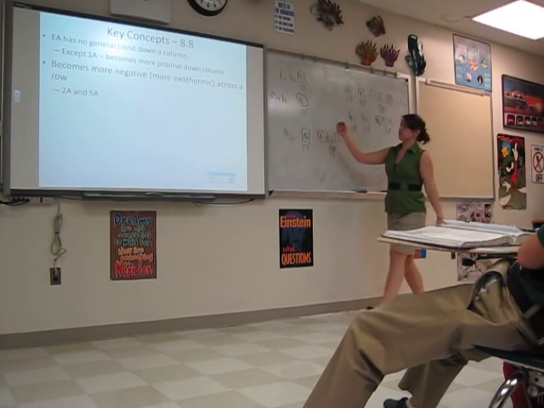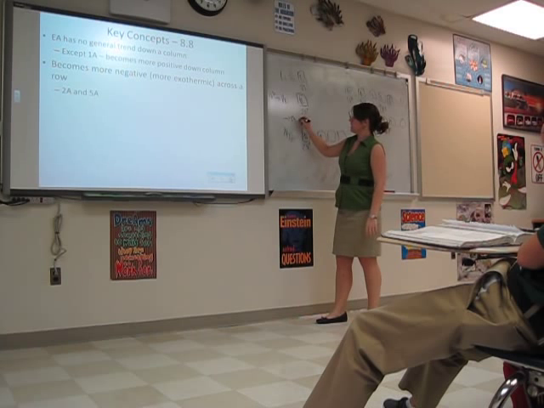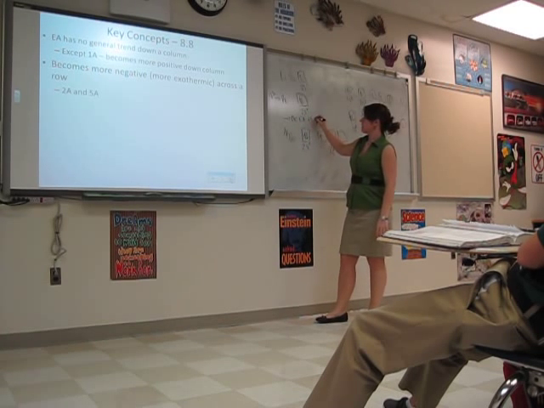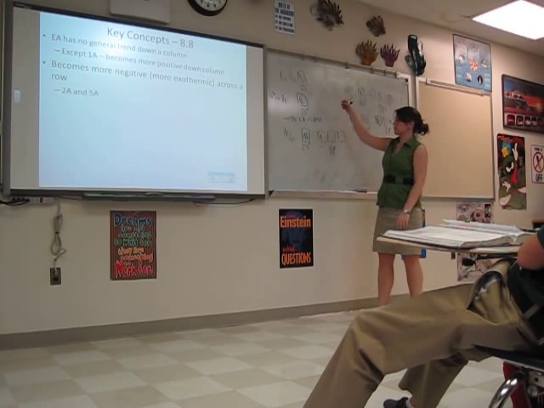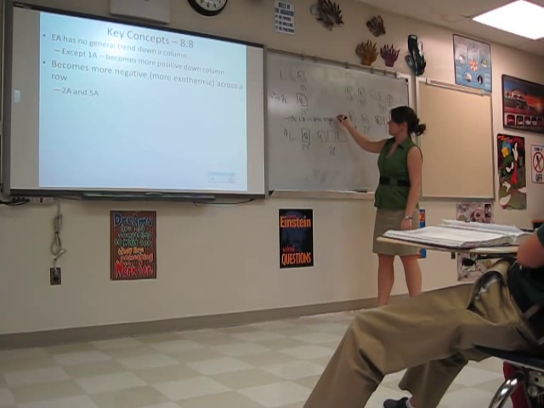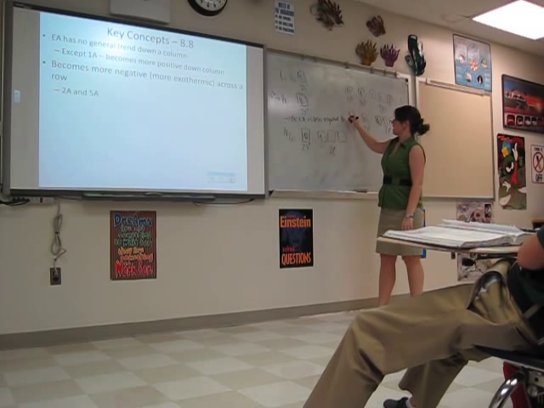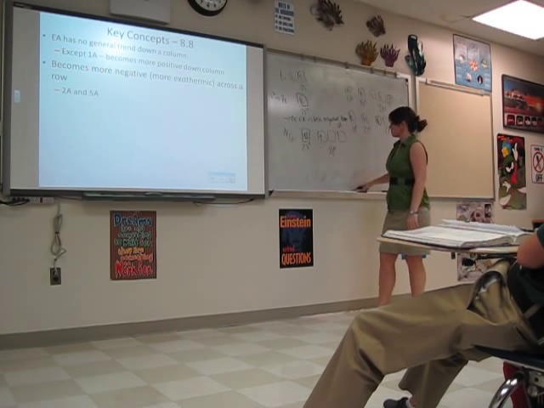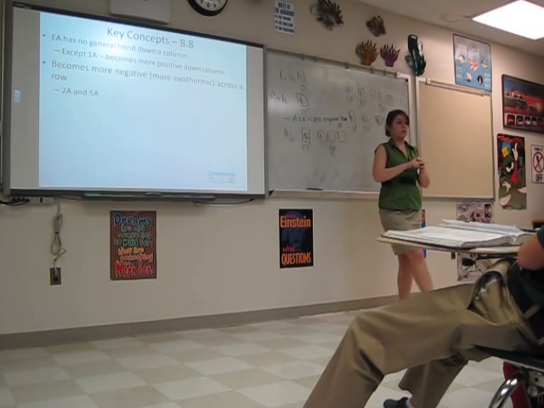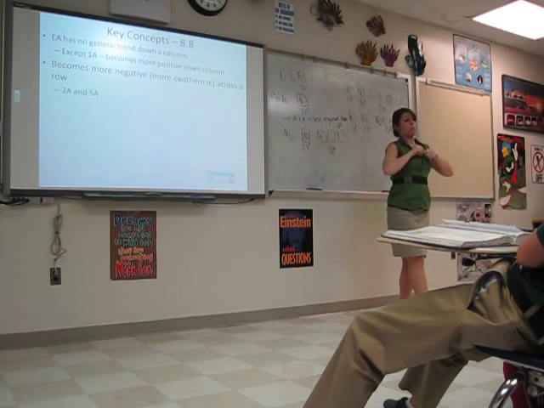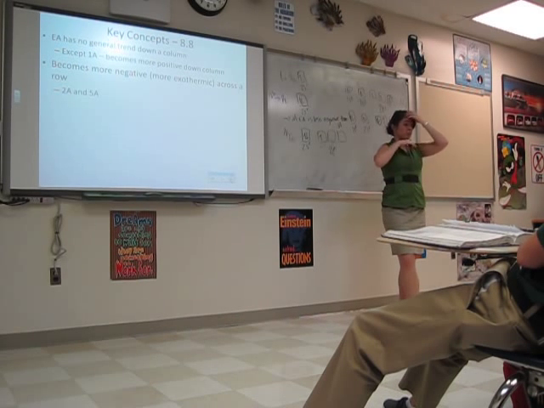So beryllium's electron affinity is less, well, this one's actually positive, but the 2A electron affinity is less negative than 1A. And by less negative, that means harder. The more negative it is, that means it's releasing a lot of energy. It wants to be at low energy, so releasing a lot of energy means it's stable.